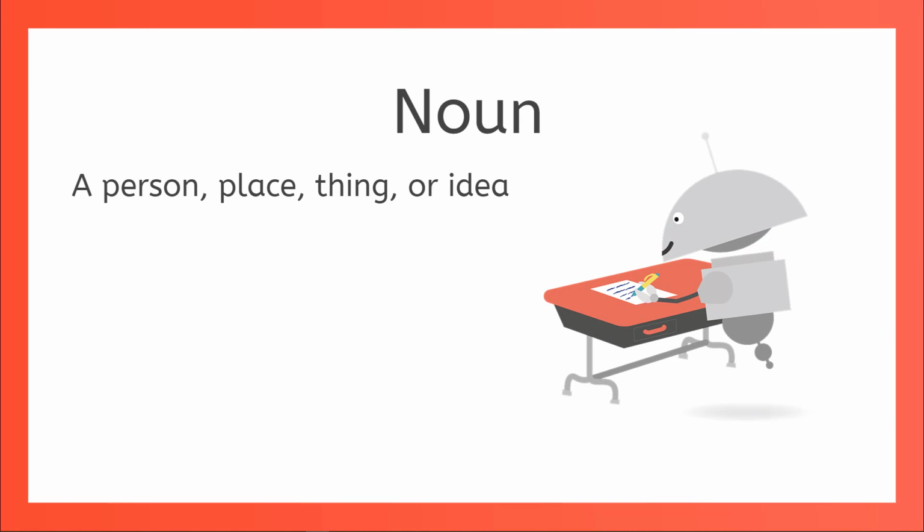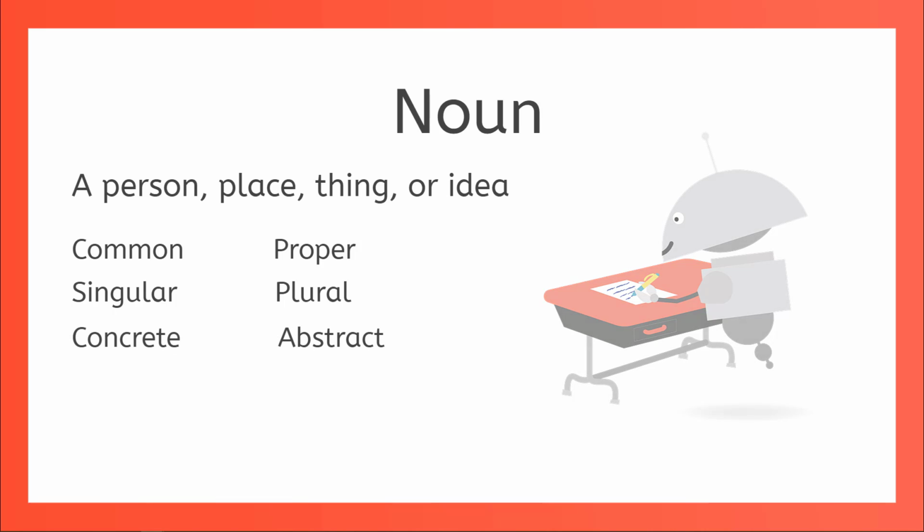As you remember, a noun is a person, place, thing, or idea. Now let's talk about some more specific types of nouns. Every noun can be common or proper, singular or plural, and concrete or abstract.